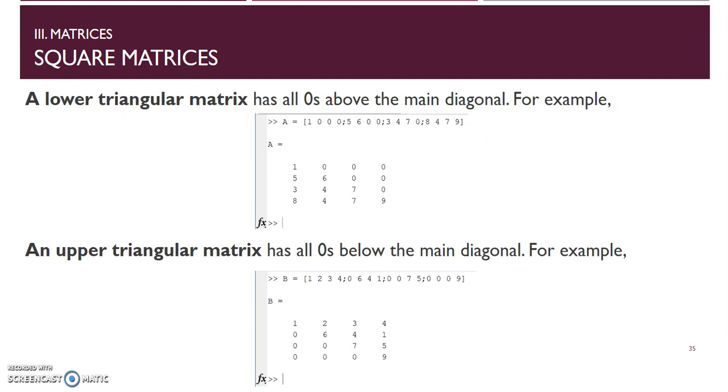Two more special square matrices. The lower triangular matrix is a special square matrix in which all the elements above the main diagonal are zero. Please see the example below. Note that you can define an upper triangular matrix similarly.